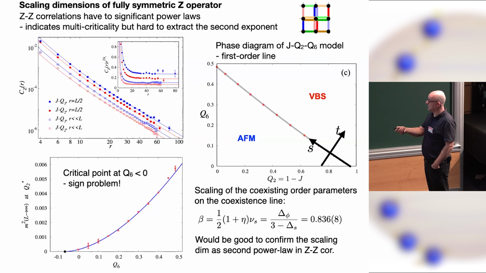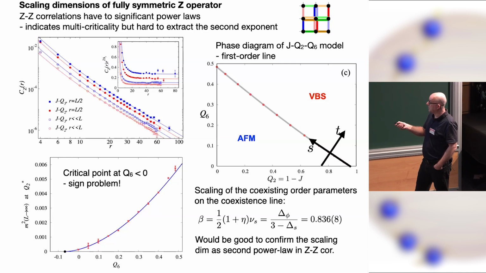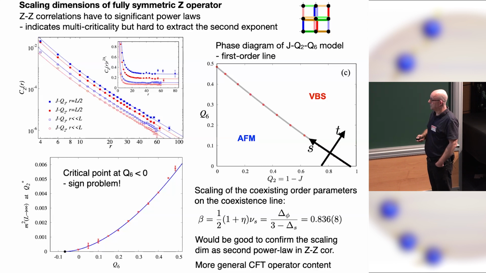because this is one way to get that exponent, but I believe that this scaling dimension or this exponent nu s, the delta s here, should be this second power law here, which we cannot really analyze very well with just fitting two power laws. But it would be good to do that, to fit two power laws.